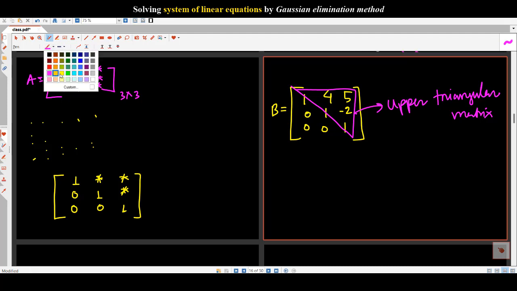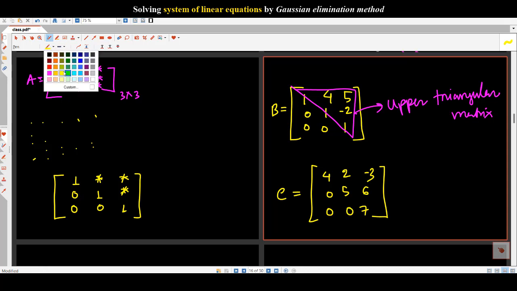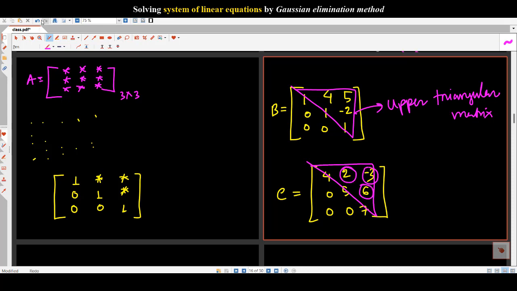Similarly, suppose we have a matrix like this. Let's say we have 4, 5, 7, 2, -3, and 6. If we think about the diagonal, above the diagonal we have some values, 2, -3, 6, but below the diagonal all entries are 0. So this is also known as upper triangular. Since we have an upper triangular, we may also have lower triangular.